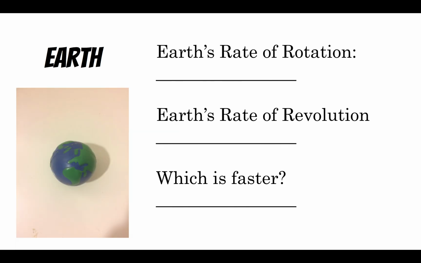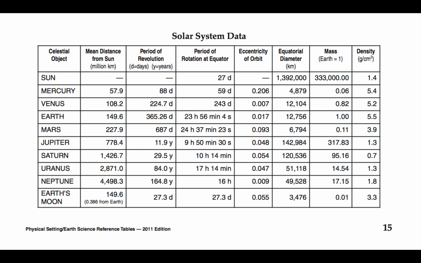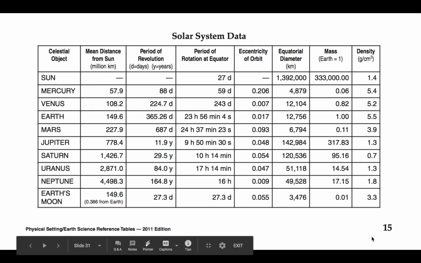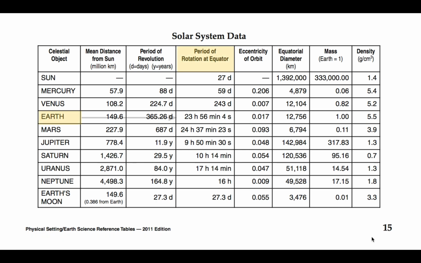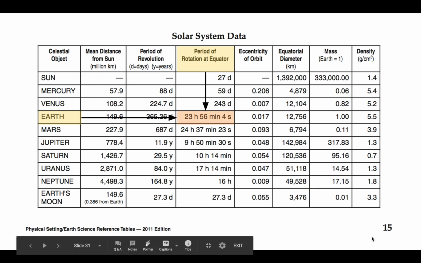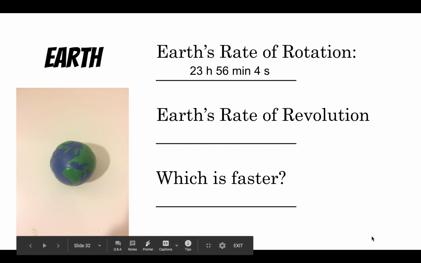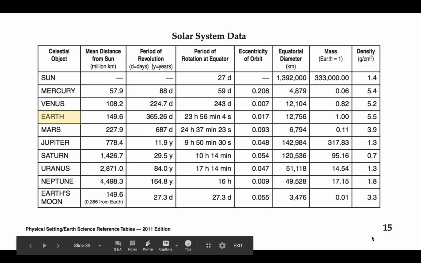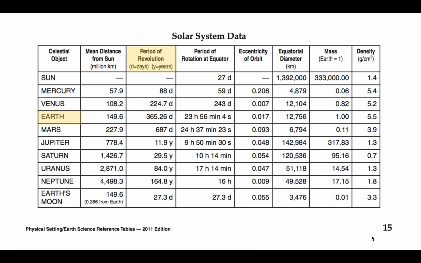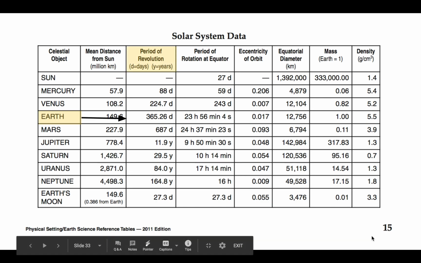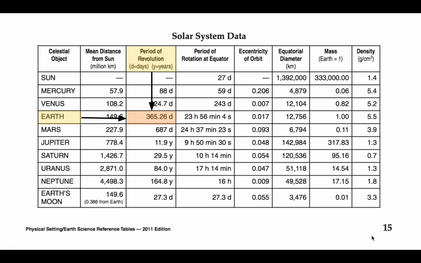Now let's consider the same thing but for Earth. Earth's rate of rotation, we look at our Earth science reference table, we find Earth, period of rotation is 23 hours, 56 minutes, and 4 seconds. For Earth's rate of revolution, again, we have to find Earth, go to the period of revolution, and it is 365.26 days.